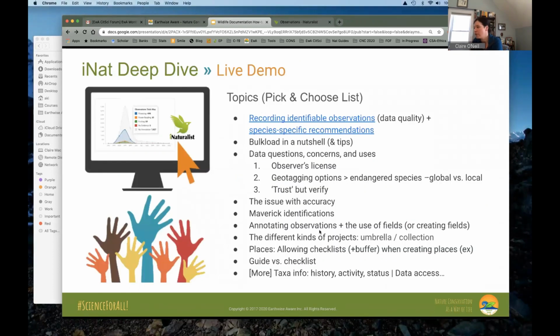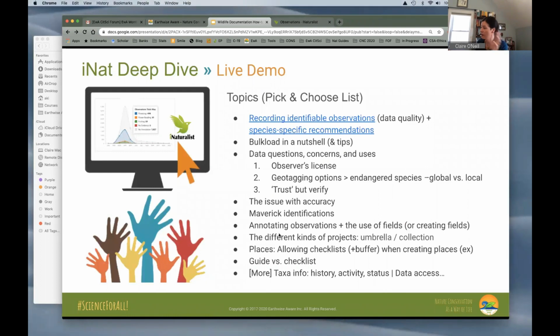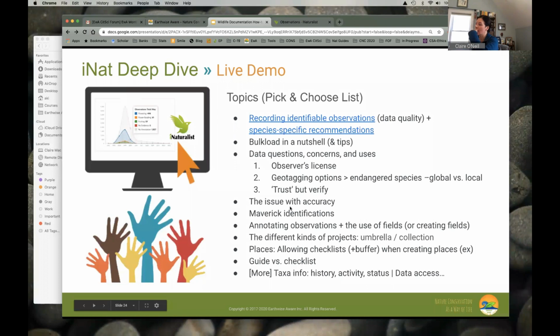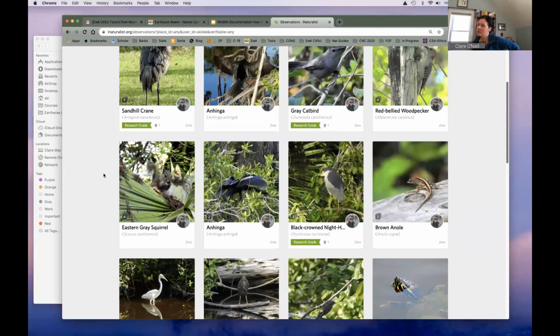So that is covered. Before talking about maverick identification, we talked about annotation. You saw the use of fields and tags, etc. And then the rest is something else. So I just want to duplicate, remember I was saying that I want to duplicate one of the data there, this one.